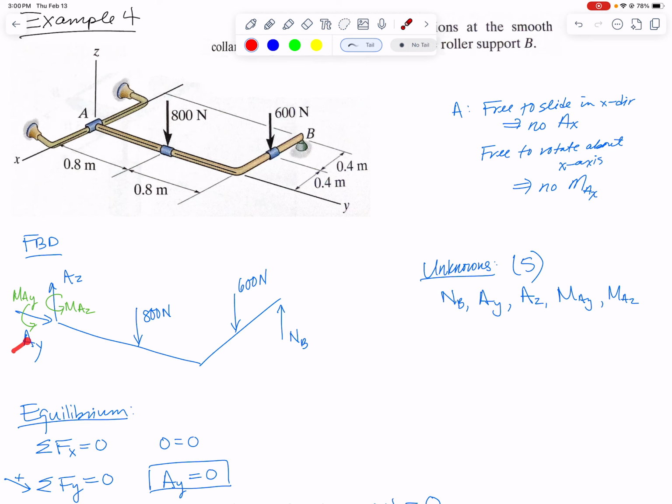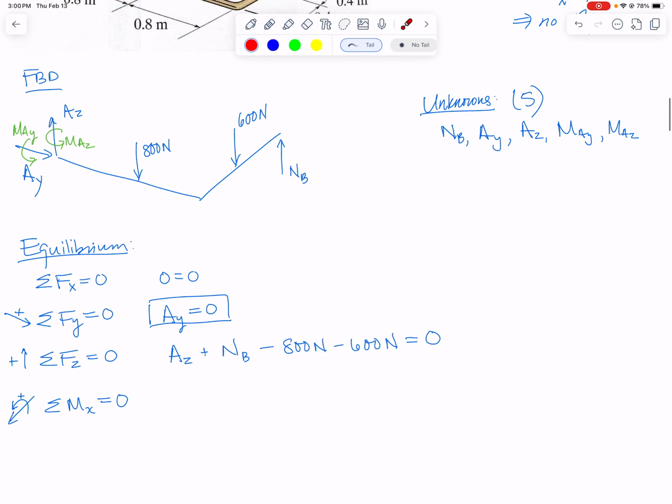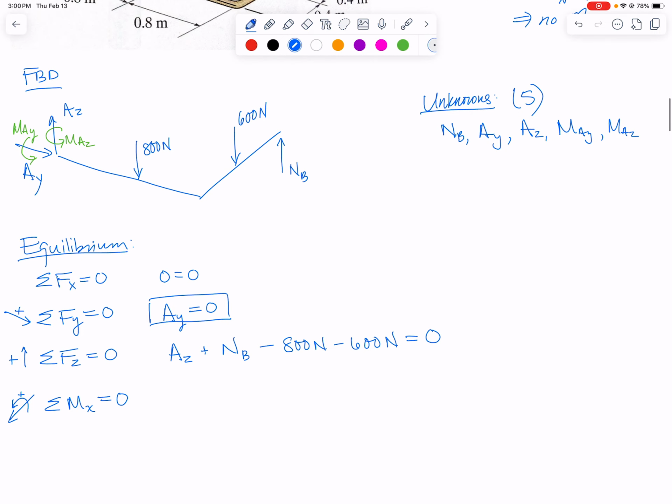I picked to do some moments about point A, just because it's the most complicated place on the whole diagram. So summing moments about the x-axis through point A, the forces at A have 0 distance away, so they cause no moment. This moment is about a totally different axis, so it does not contribute to the moments about the x-axis.